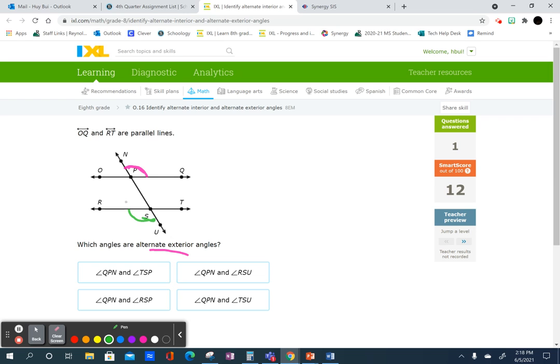And so if I want to find its other angle pair, it's going to be this one down here. So there are alternating sides and they're on the outside, alternate exterior. So that starts at R, into S, and then out to U. R, S, U. And there we got our RSU. So it's going to be this answer choice down here.